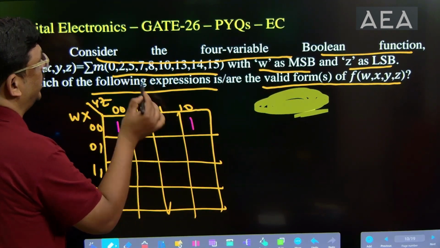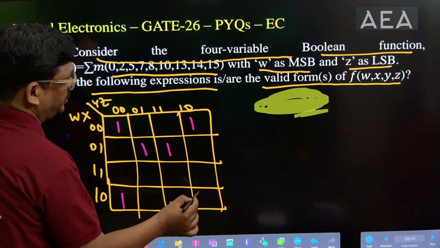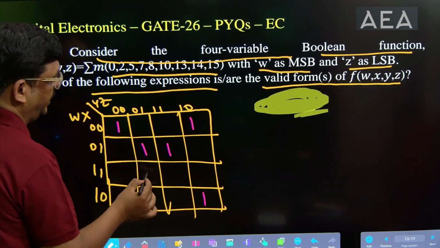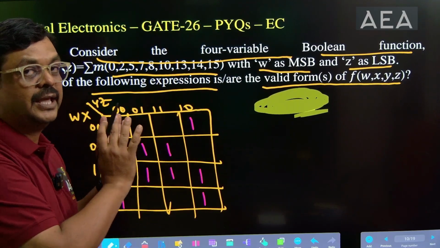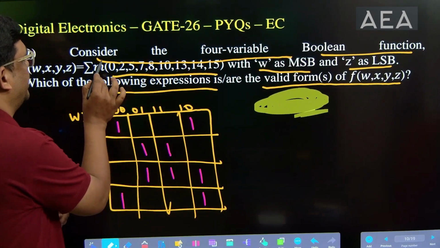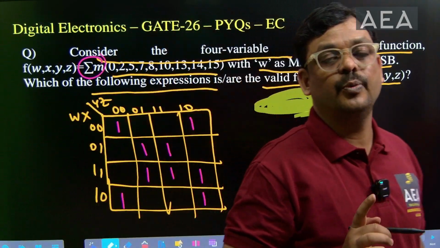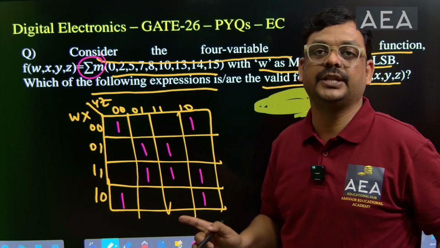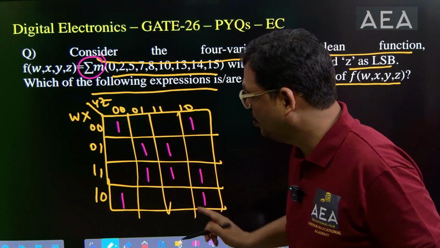2 and 5, 7, 8. This one is 10, and 13, 14, 15. Based on the given combinations, I wrote 1s here, because this comes under SOP. Sigma m is given, and Sigma m explains the SOP representation. SOP representation is always indicated by 1, so that's why I indicated 1 here.